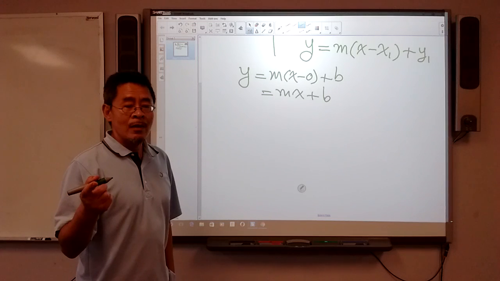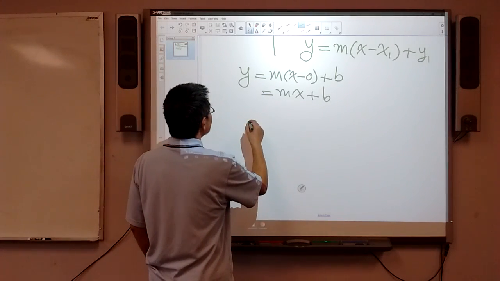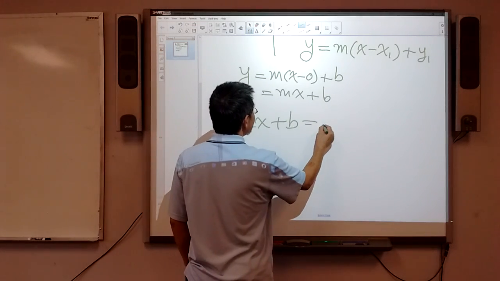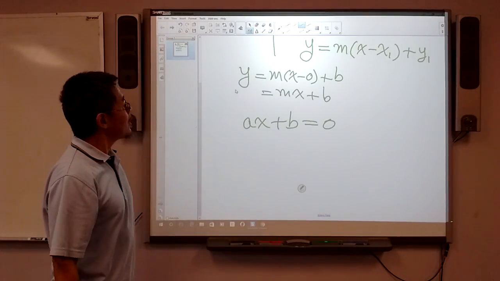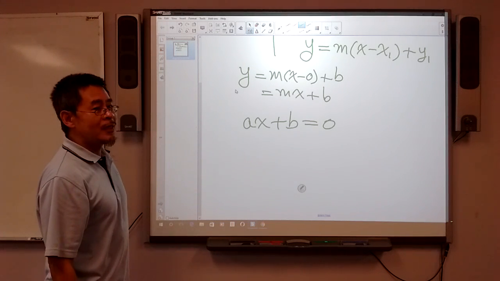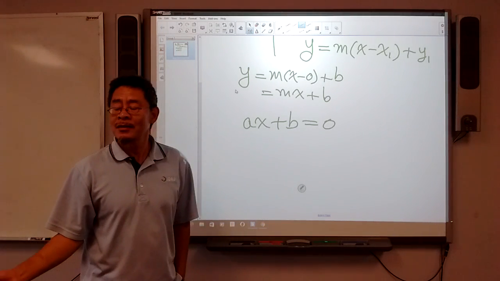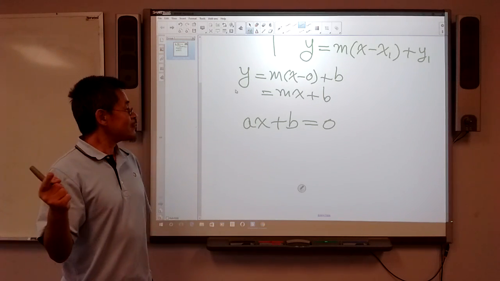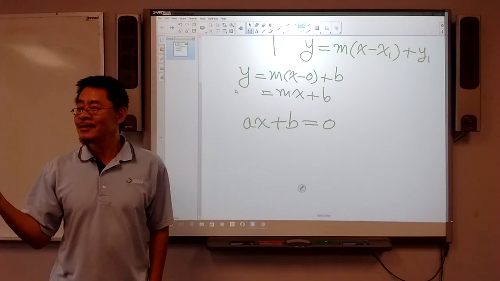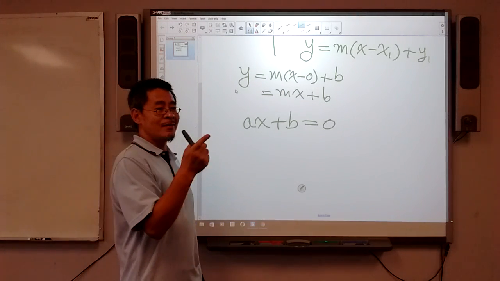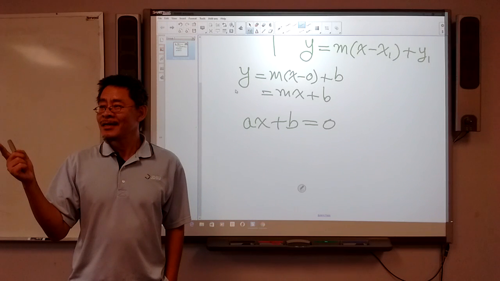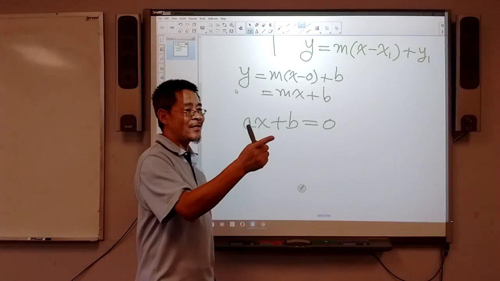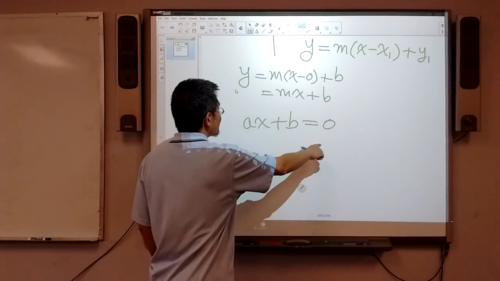And then they also have something called, remember this one, ax plus b equal to 0. What do we call that? What kind of equation is this? Anyone? Who said that? It's called a linear equation.